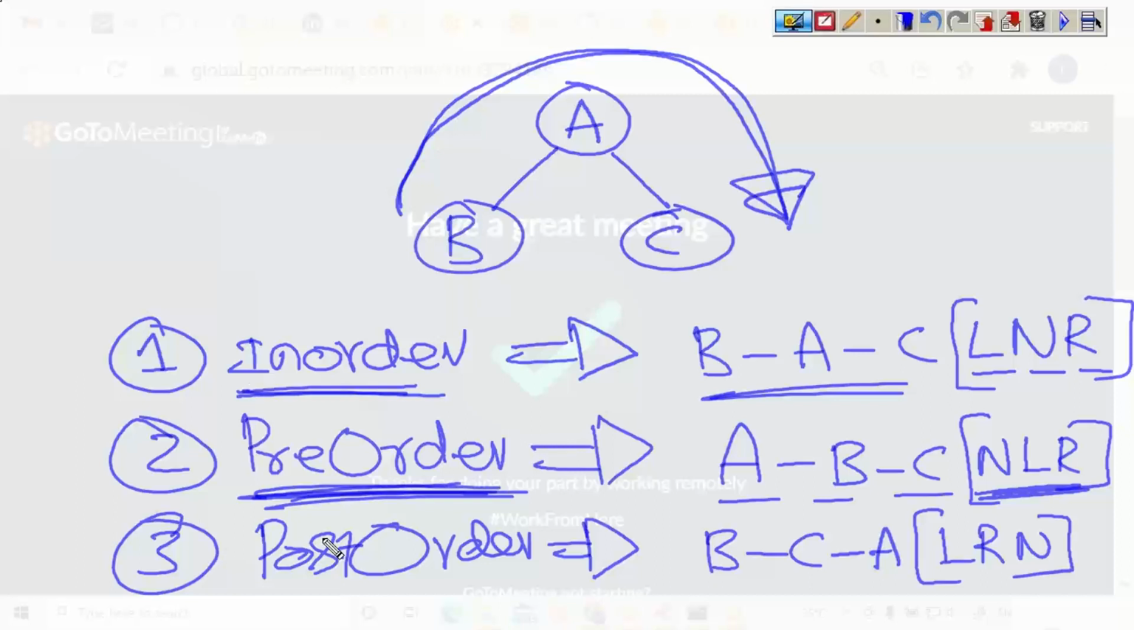In case of post order, it is B, C and A. First B, then C, then A. You can see left, right and then node.